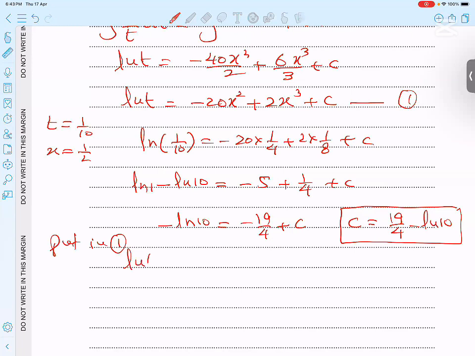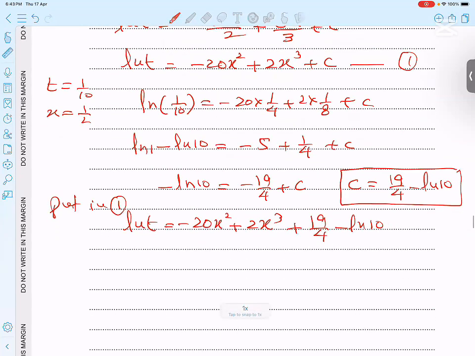So log of t is equal to negative 20x to power 2 plus 2x to power 3 plus 19 over 4 minus log of 10. Okay. So students, what to do onwards? I am close to getting the answer. And we are actually asked for t as the subject, so I have to eliminate this logarithm. How to eliminate this logarithm?